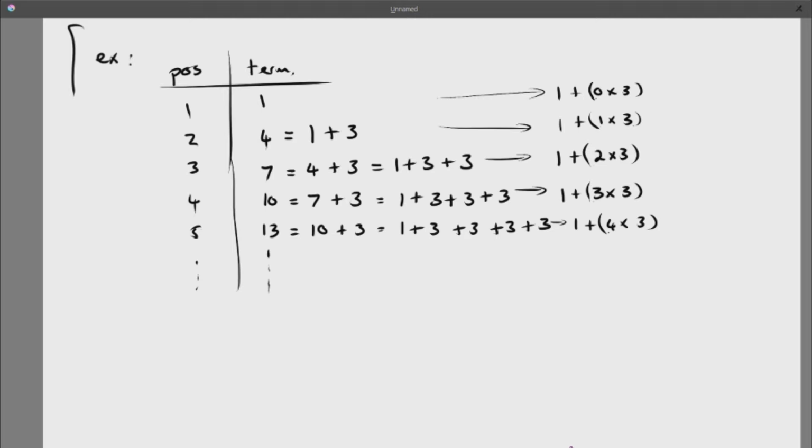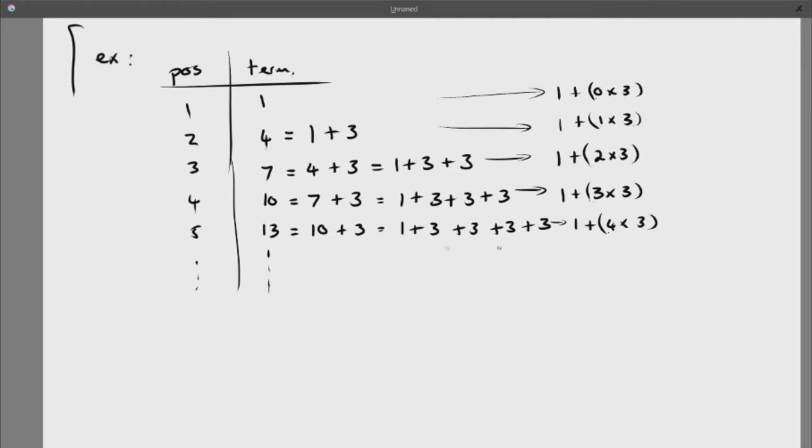A lot of those things are the same. The 1's always there, the last 3 is always there, but there's something that changes. What is the link between the position and the changing thing? Can anyone see a connection between the position and the part that's changing in the calculation? The position minus 1? This changing part is always the position minus 1.